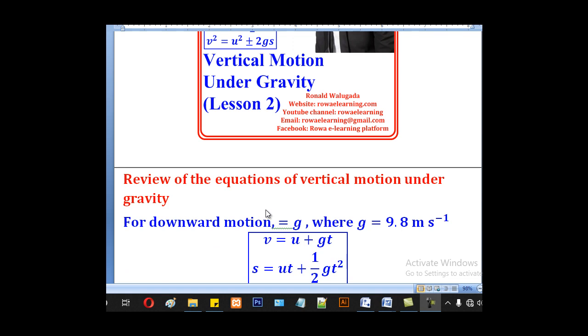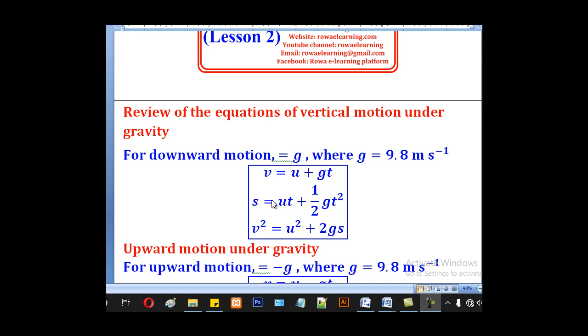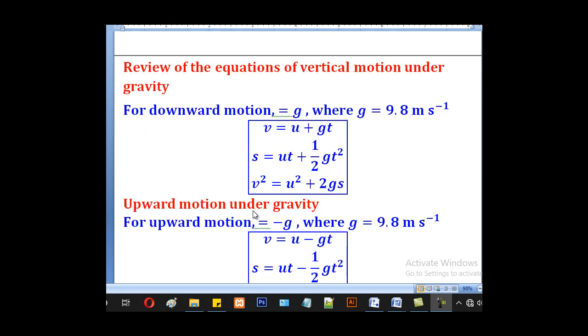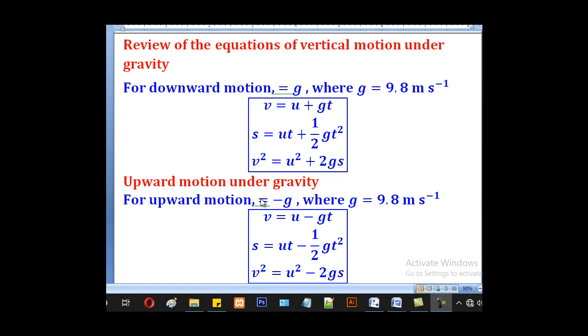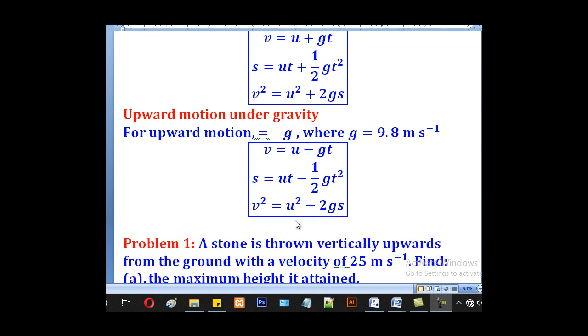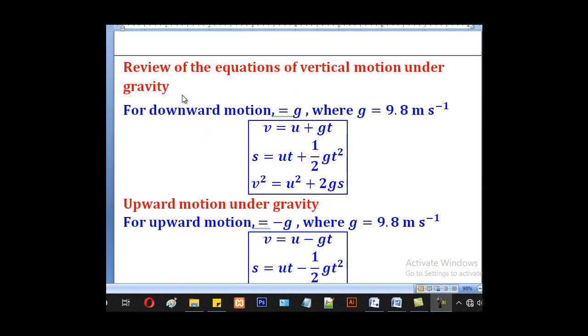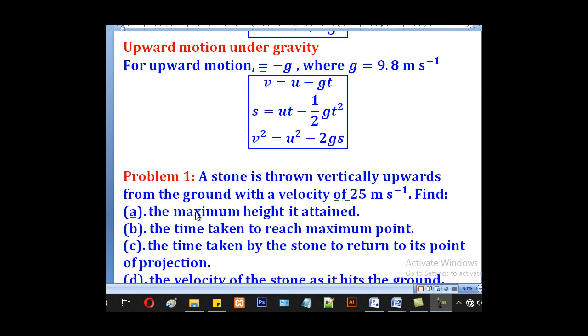In the previous lesson we saw the equations of vertical motion under gravity, and these were that for downward motion the equations will be this, so g will be positive, but for upward motion a will be negative g. So the equations will be that. So there are two kinds of motion: downward motion and upward motion under gravity.